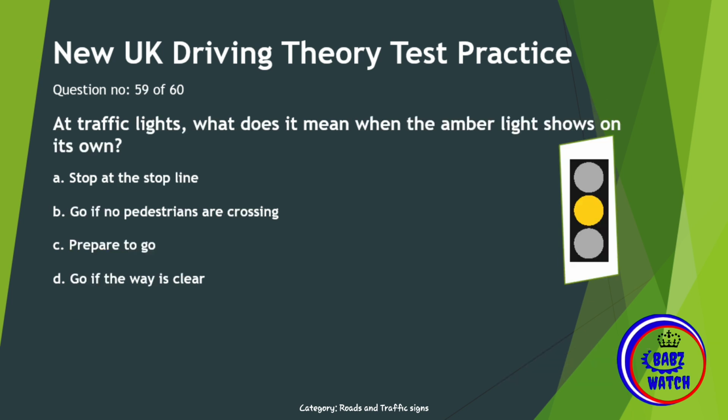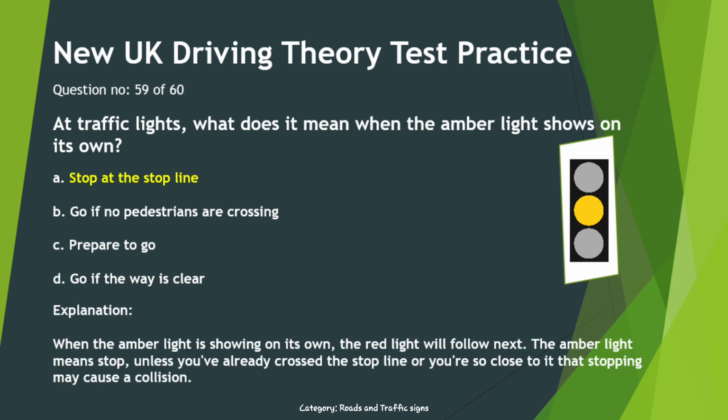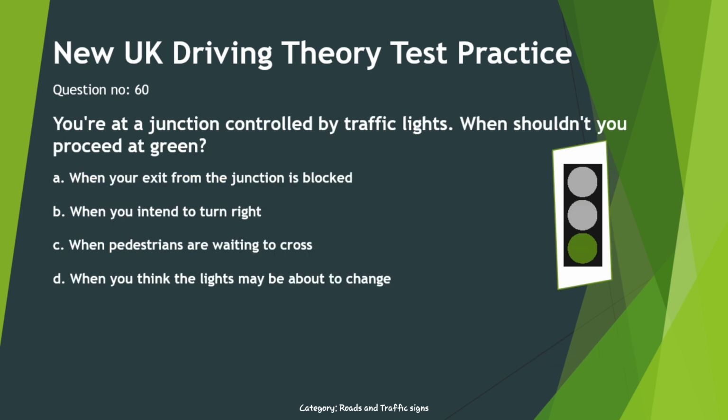Question 59 of 60. At traffic lights, what does it mean when the amber light shows on its own? A. Stop at the stop line. B. Go if no pedestrians are crossing. C. Prepare to go. D. Go if the way is clear. The correct answer is A. Stop at the stop line. Explanation: when the amber light is showing on its own, the red light will follow next. The amber light means stop unless you've already crossed the stop line or you're so close to it that stopping may cause a collision.